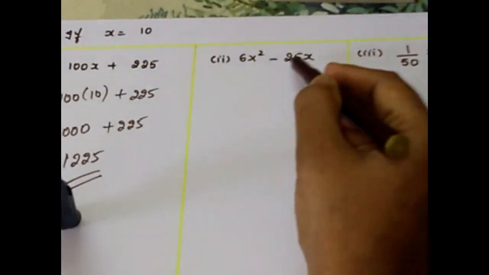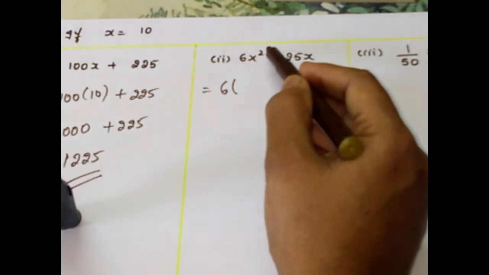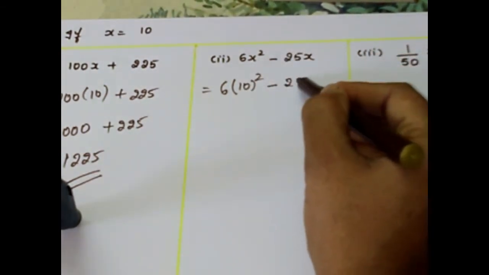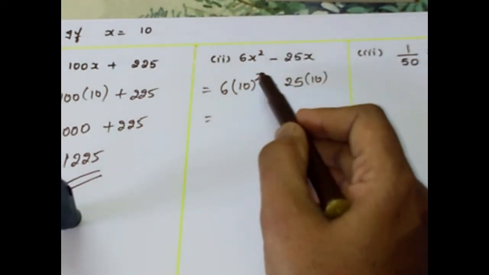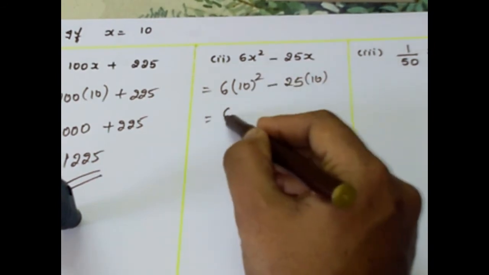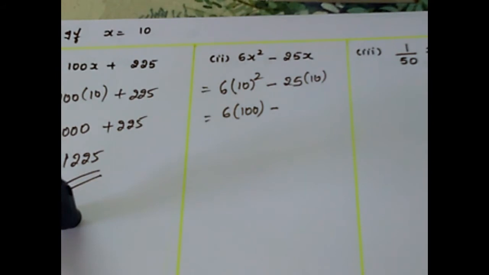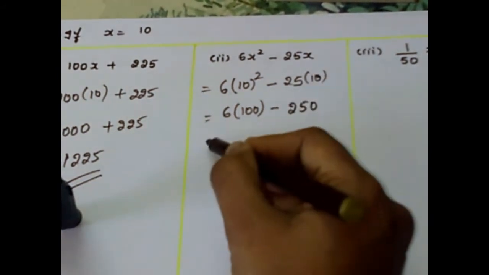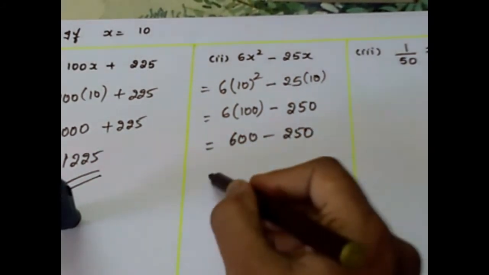Next, 6x squared minus 25x. Try to read the question, children. 6x squared, only in the place of x I need to put 10. 25 into 10. Here also what to do? First square, then multiply. 10 squared is 100. How? 10 tens are 100. 25 tens are 250. So 6 into 100 is 600 minus 250.